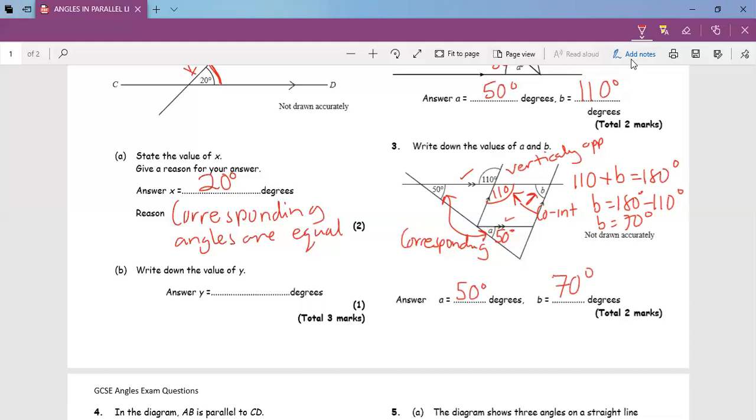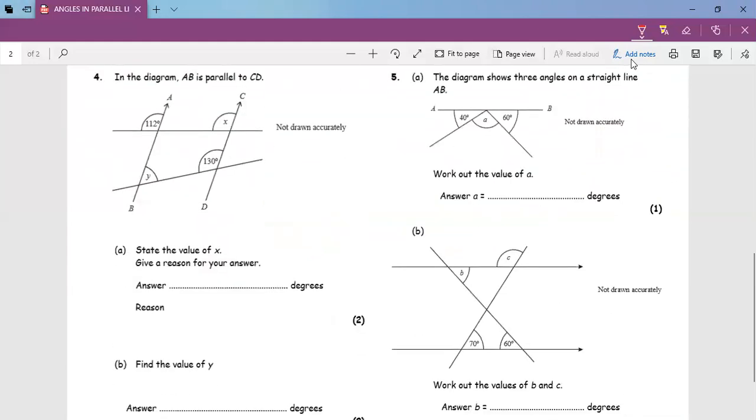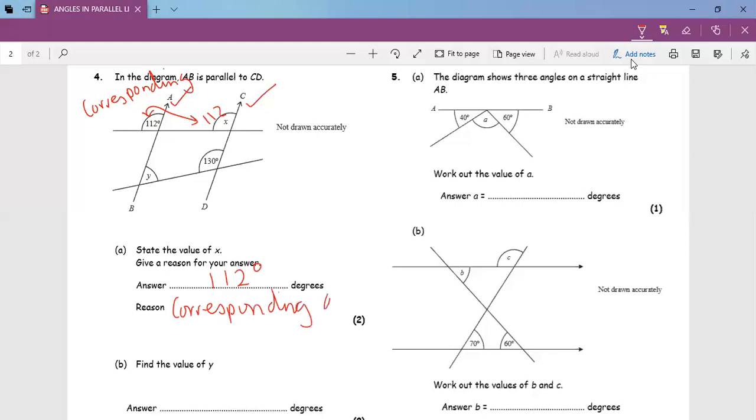So I got question number four. Question number four says, in the diagram, AB is parallel to CD. So they are telling us this line is parallel to this line. So basically, if the two are parallel, x will be 112. Why? Because this angle and this angle there, these two angles, they are corresponding. And corresponding angles are equal. So x will be 102. Reason is they are corresponding. Corresponding angles are equal.